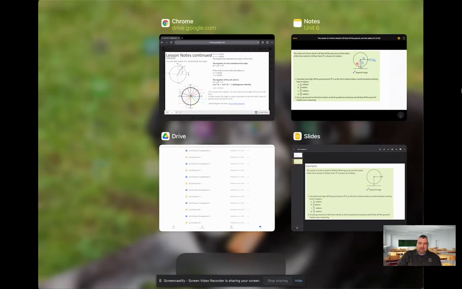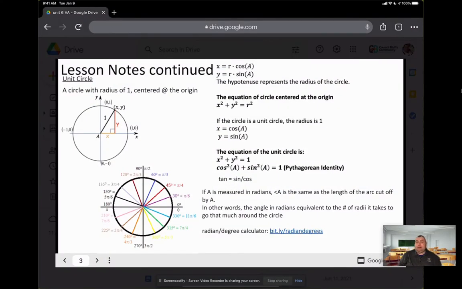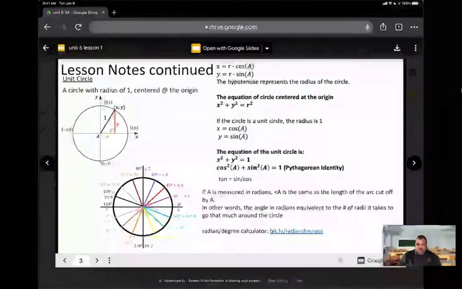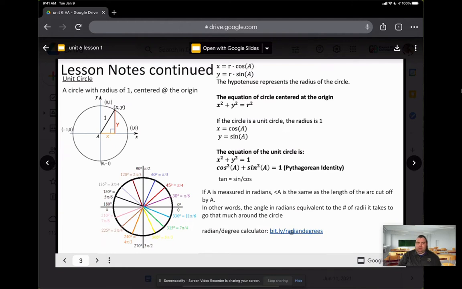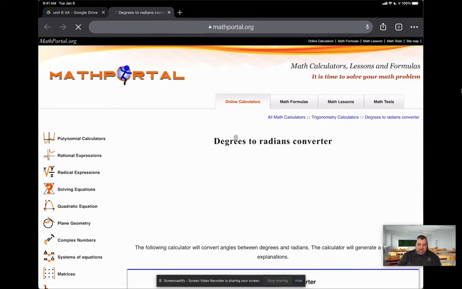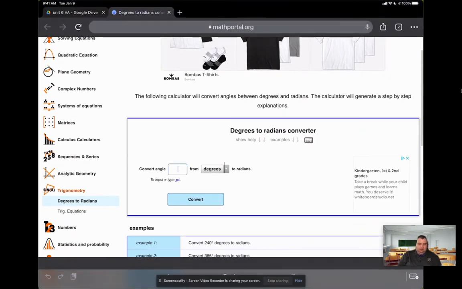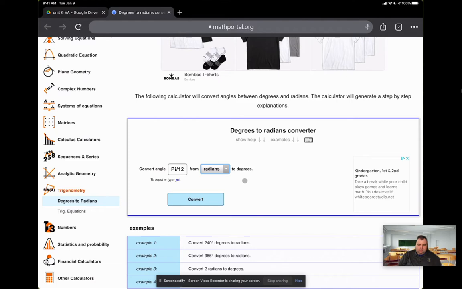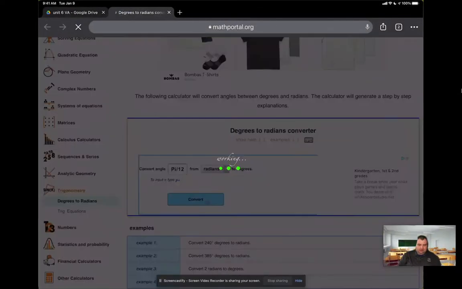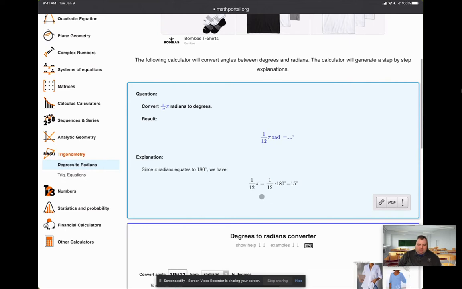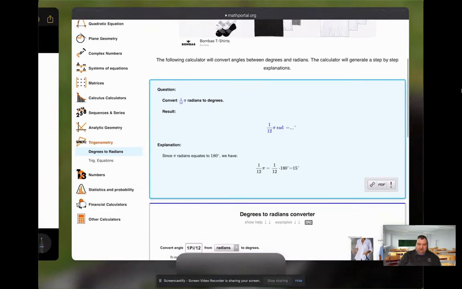And if you go back to your lesson notes from lesson 1, remember all the notes from the first half of this unit were with lesson 1. One of the things there is a quick radian degree converter. That's just a quick way you can get an idea of where they are. So let's go ahead and do that. We want to convert pi over 12 from radians to degrees. So pi over 12 is approximately 15 degrees.